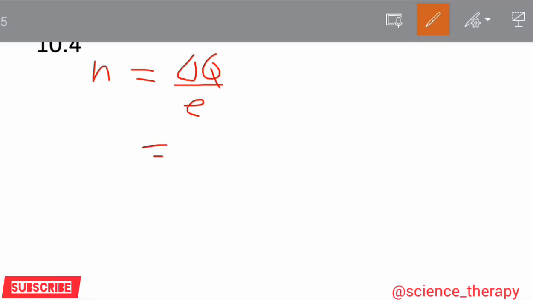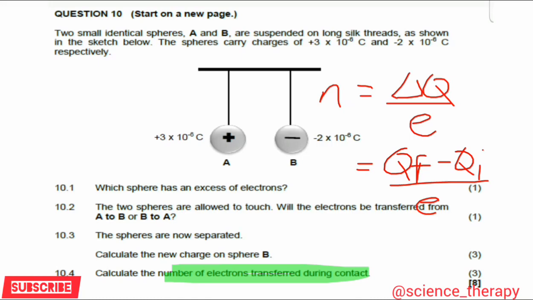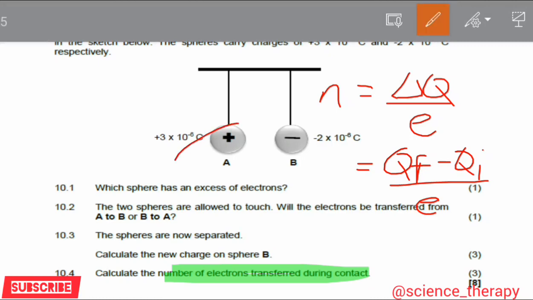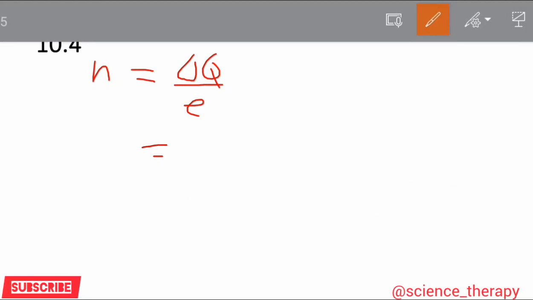So if we are looking in terms of sphere B, with this one you can choose any. You can choose to calculate using sphere A, or you can choose to calculate using sphere B. So now let's say we are using sphere B. If we are using sphere B, let's break down this formula. This is QF minus QI over E.